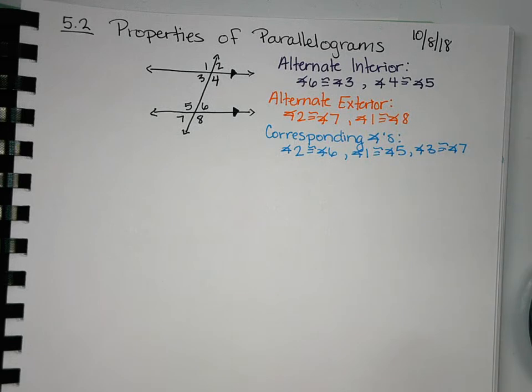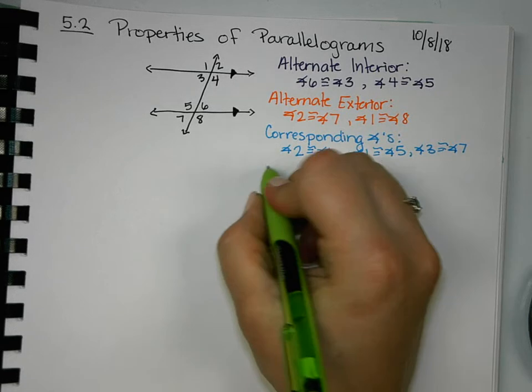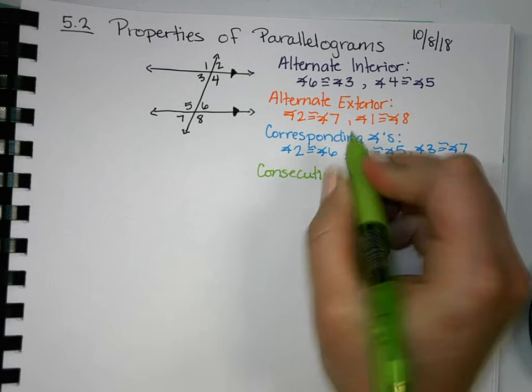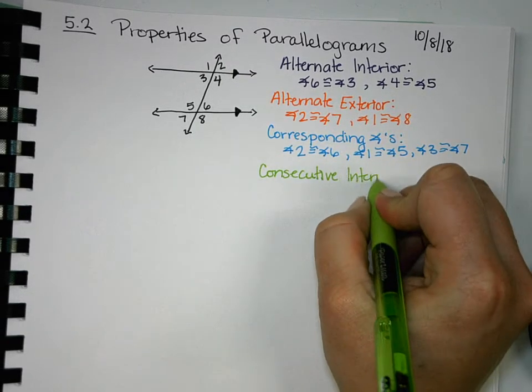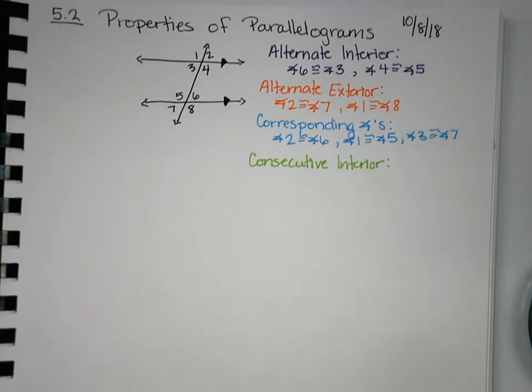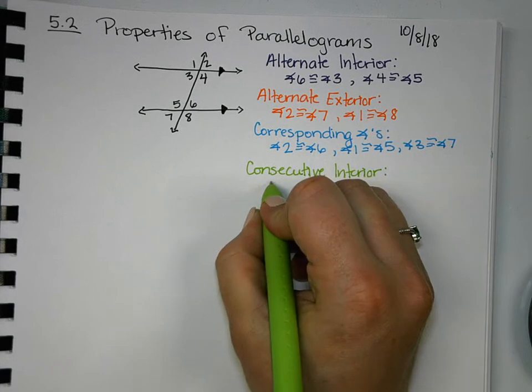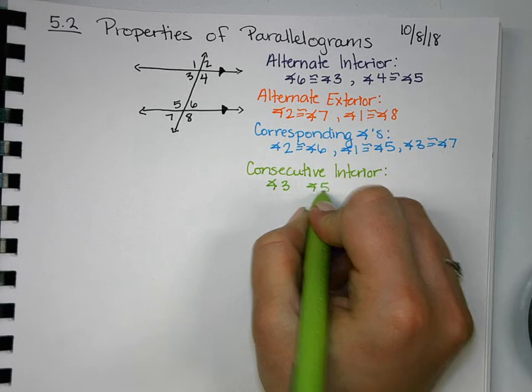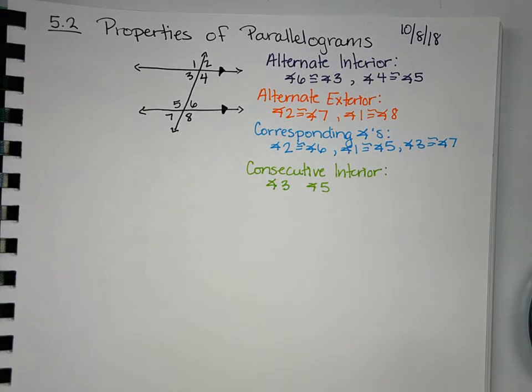Okay, there's another type. Anyone remember the other one? Same side interior, also known as consecutive. That's 3 and 5. 3 and 5 are considered consecutive. What do you remember that's different about consecutive? They're not congruent. They add up to 180.